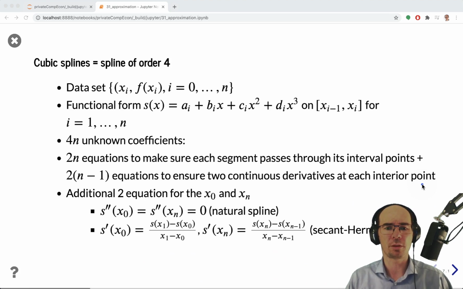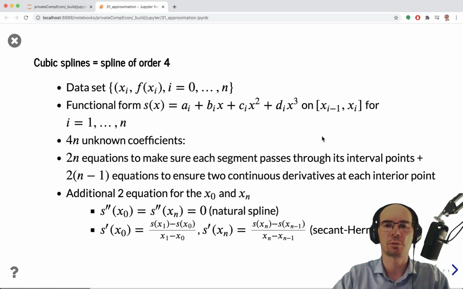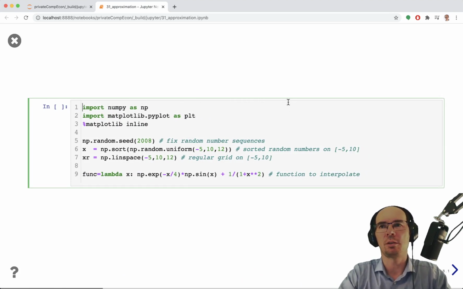And that leaves us with 2 equations which we still have to find in order to determine all of the 4n unknown coefficients. And here there are a couple of options. Either the second derivative is set to 0 for natural splines, or the first derivative is set to particular values for this secant Hermite type of spline. But this is how it's possible to determine a large number of coefficients to connect the dots in a particular way. So let's look at how it's going to be done in Python.